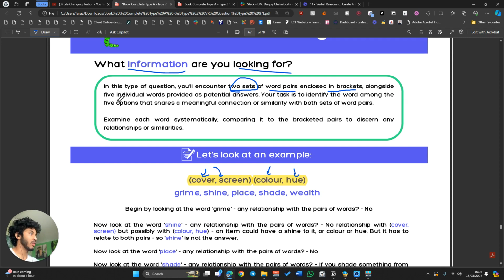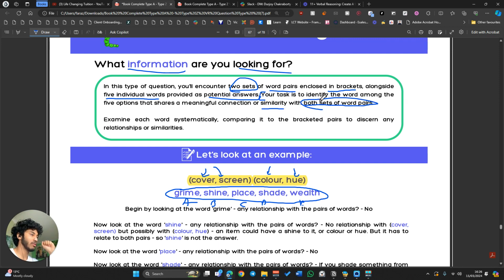And then it says alongside 5 individual words, so these are going to be our options, provided as potential answers. Yeah, this means our answer options basically. So these might be labeled A, B, C, D, E. Your task is to identify the word among the 5 options that shares a meaningful connection or similarity with both sets of word pairs.